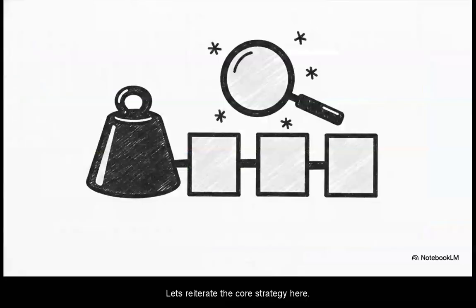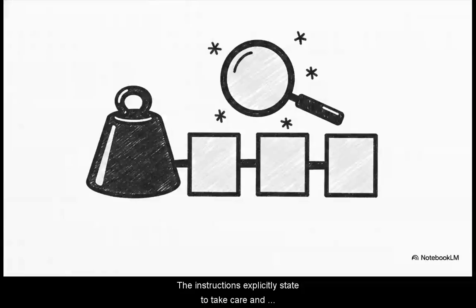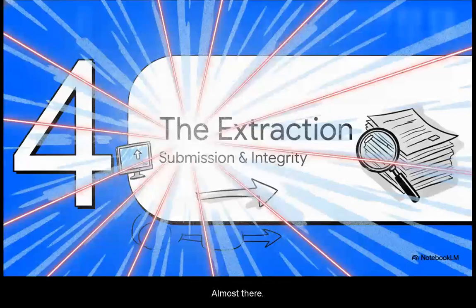Let's reiterate the core strategy here. Slides 4 through 7 carry the bulk of your grade, a massive 60 points. The instructions explicitly state to take care and address all the details listed in the prompt. This means if the prompt asks for 3 theories, don't just give 2. If it asks you to compare 3 characters, make sure you compare all 3. You're the expert here, so reteach the topic and apply it with additional clarifying information to show the true depth of your understanding. Almost there.